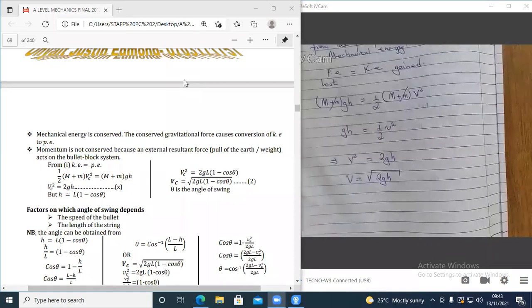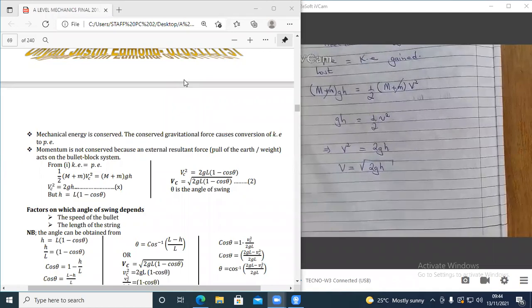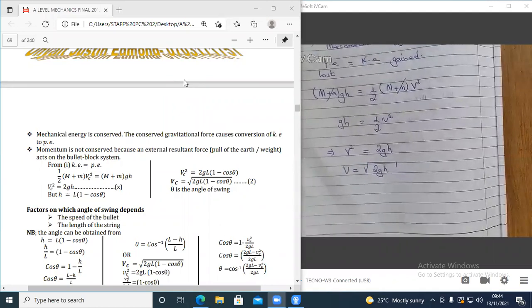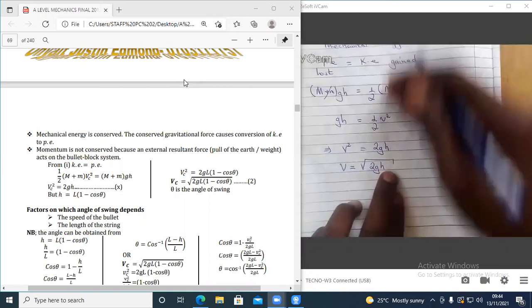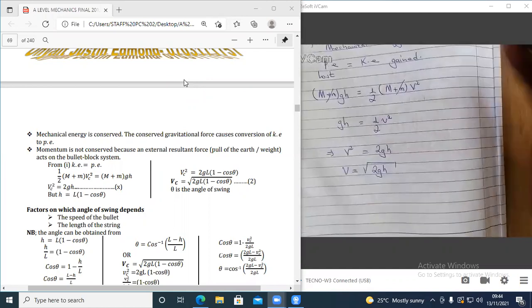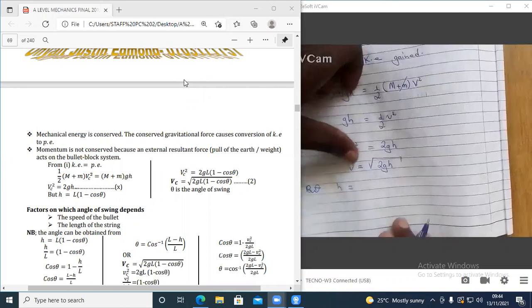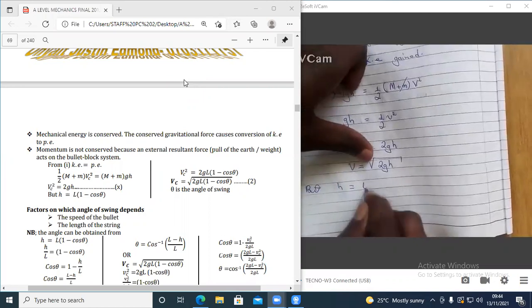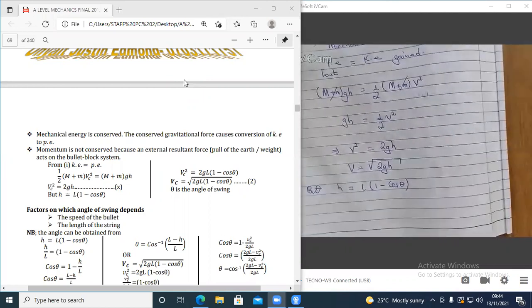So that's our velocity. If they ask you to find the velocity during the swinging, it's still that. But I can manipulate the formula. What if I don't know the height above the ground level? I can manipulate it. Remember we said the height h is equal to L into 1 minus cos theta. Do you remember that?